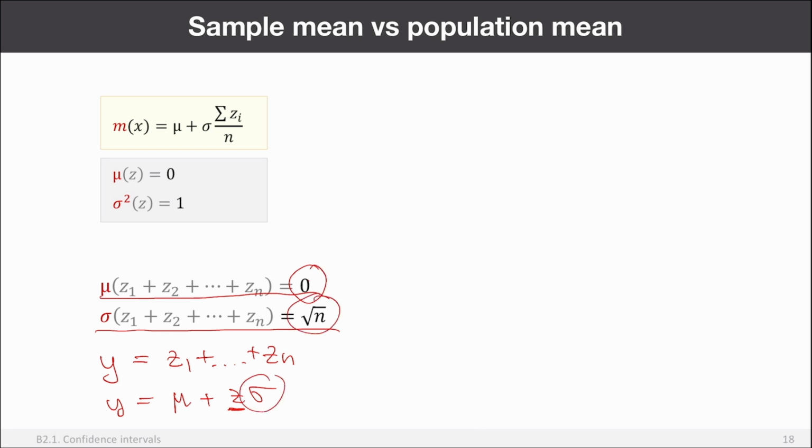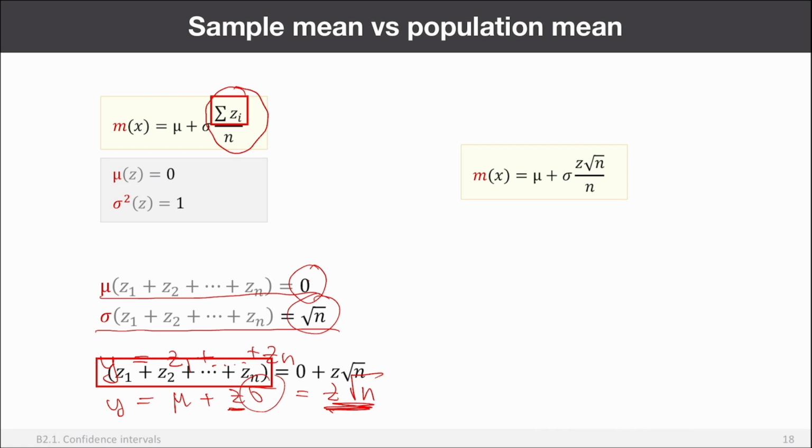Sigma is square root of n. So we can write it like this. It's z times square root of n. So instead of this, we can write this. That will simplify because we will get rid of sum. Let's do that.